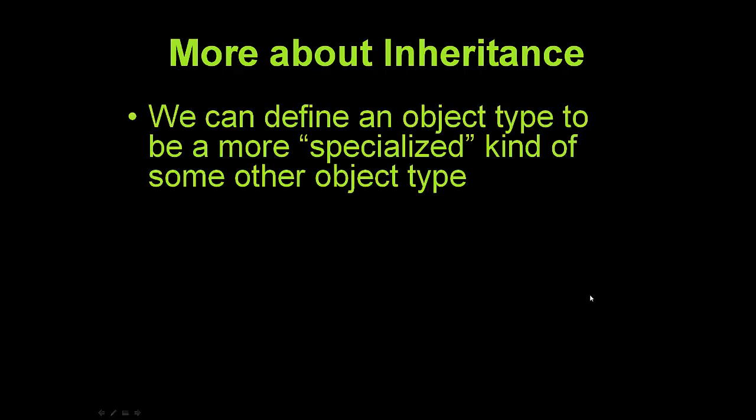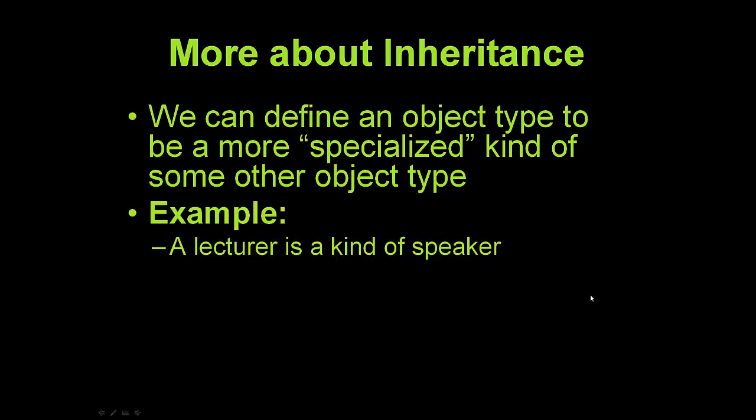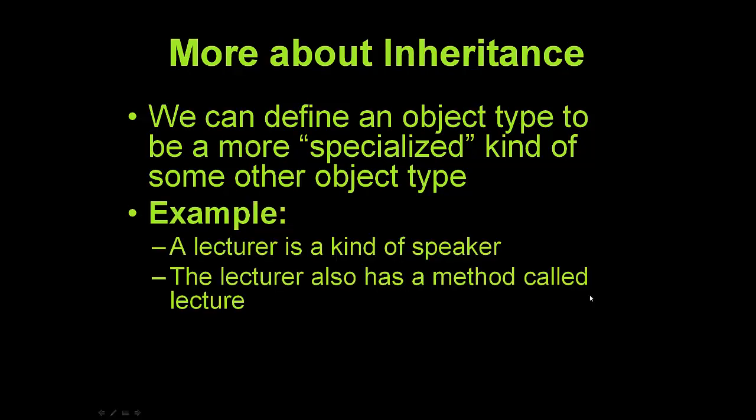You've seen something about inheritance in the space war simulation. Now let's take a look at this topic in slightly more detail. Suppose an object inherits from another object, then we may say that the inherited object is a more specialized version of the superclass. For example, a lecturer is a kind of speaker. A lecturer also has a method called lecture. So we are defining a new object called Lecturer. It's a kind of speaker, so it inherits from Speaker, and has an extra method called lecture.